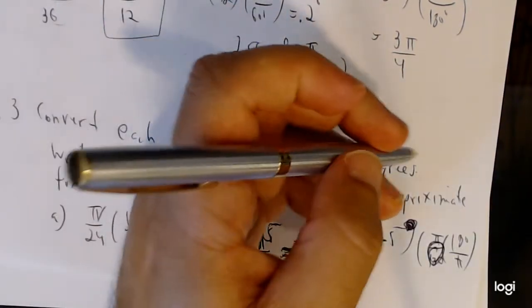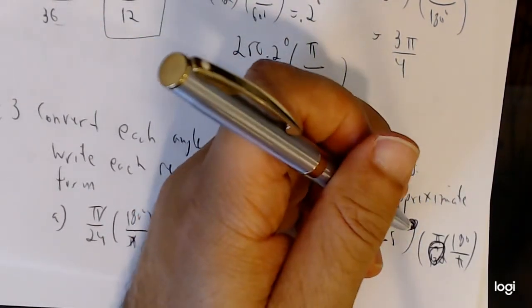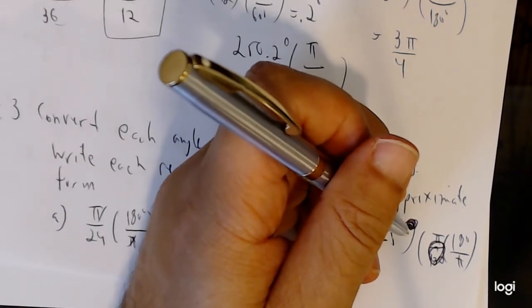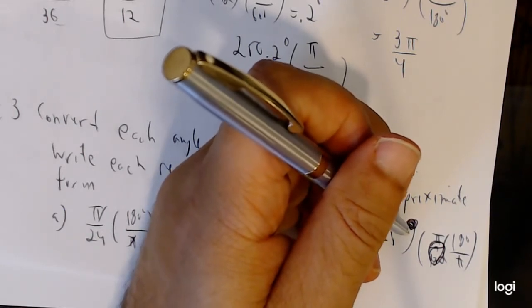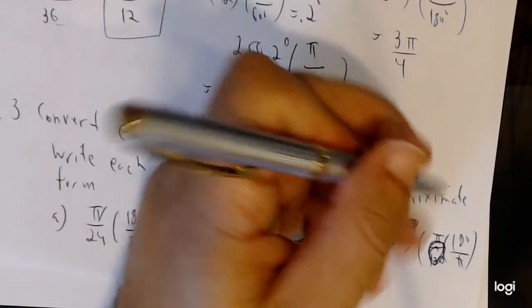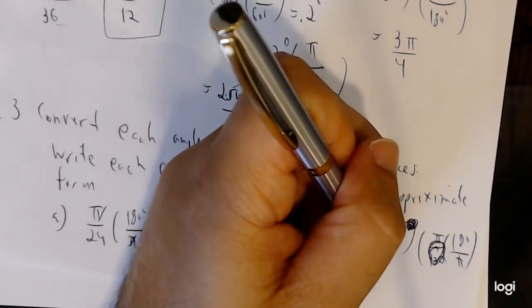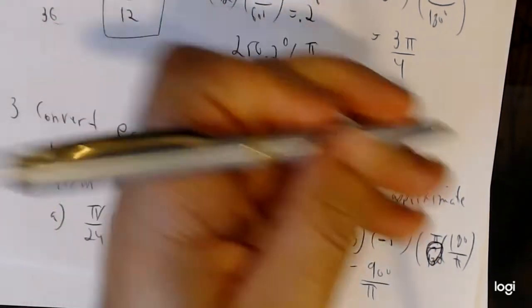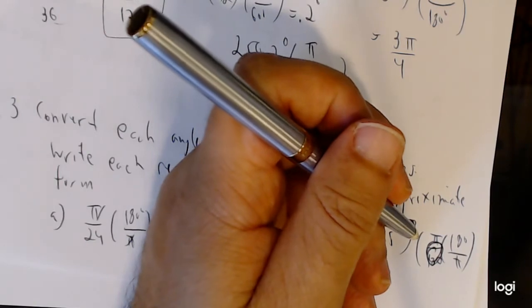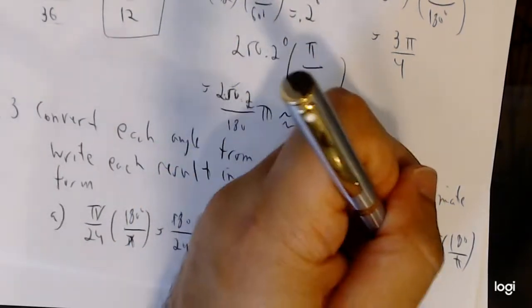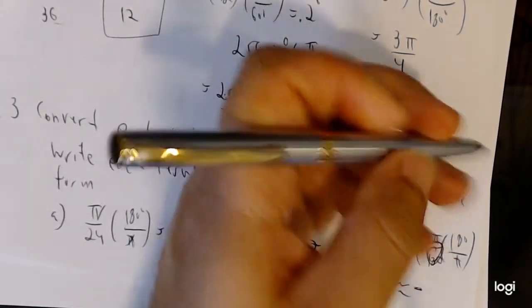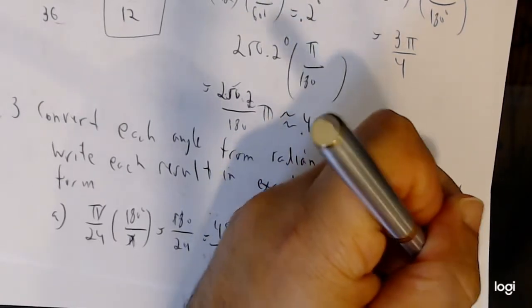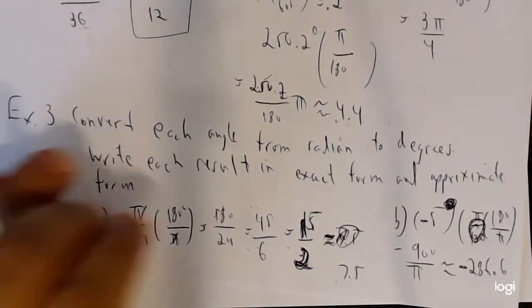So then this becomes -5 times 180, which becomes -900 over pi. And then if I want to approximate this, if I divide by pi, I get about -286.6. Okay, so there's our approximation.